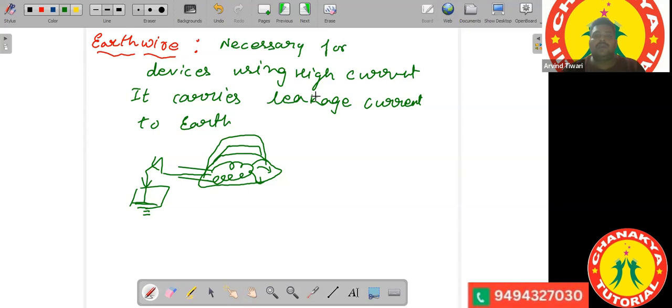Okay. So, nowadays, instead of fuse wire, we are using or better relying on the MCB. Okay. The MCBs are based on the magnetic effect of electric current.